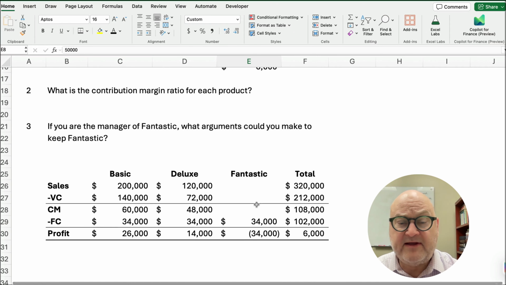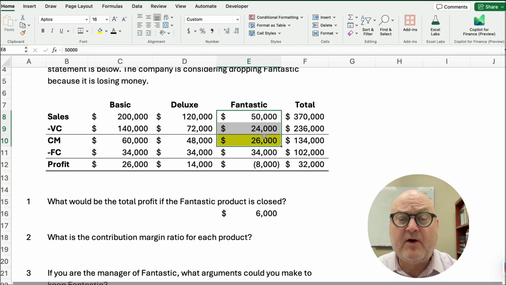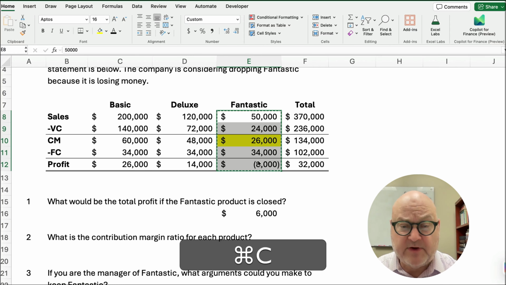Now, another way to look at this is, let's go back and put all the numbers in. Let me put these numbers in.